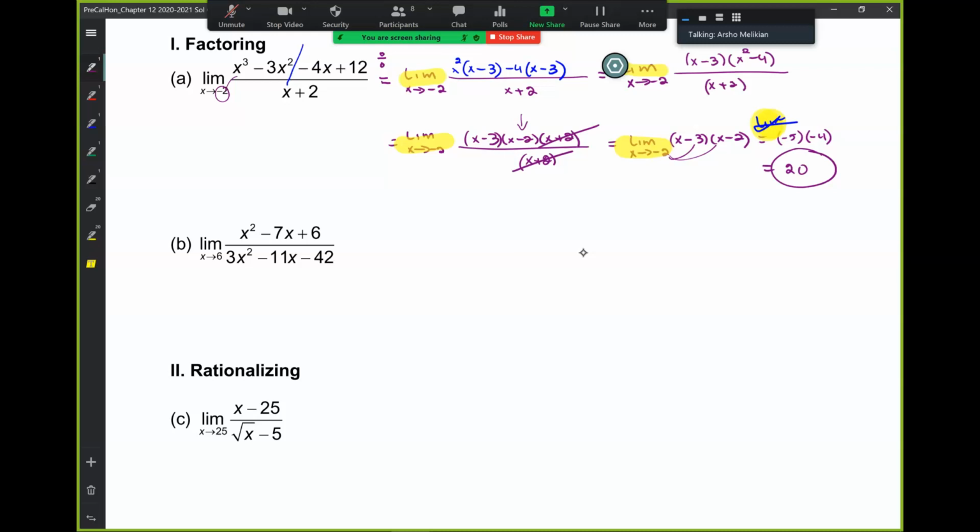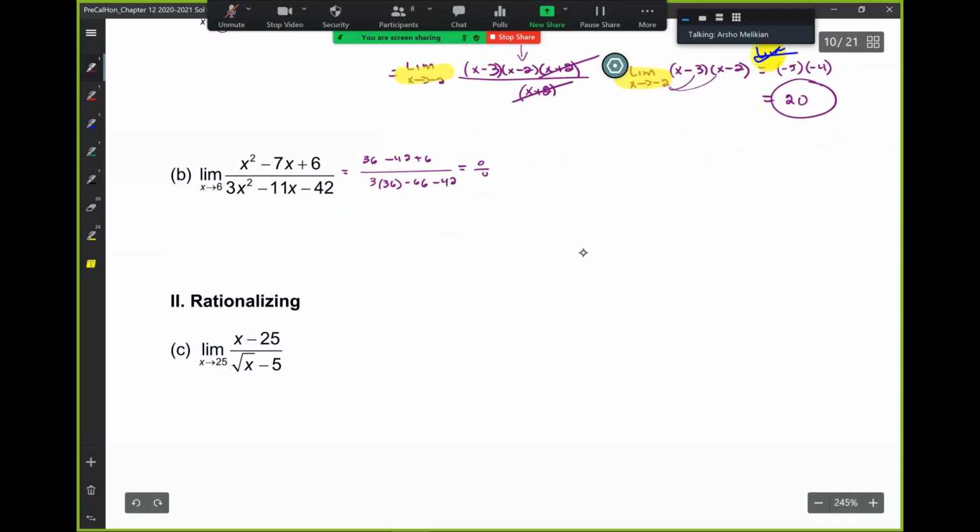When you plug in x equals 6, let's just plug it in just for fun. 36 minus 42 plus 6 over 3 times 36 minus 66 minus 42. It's 0 over 0. Okay? It's indeterminate.